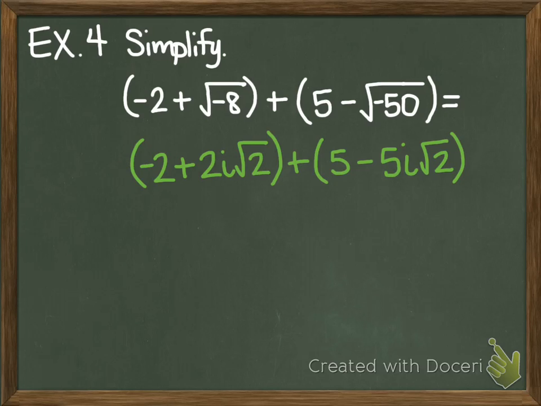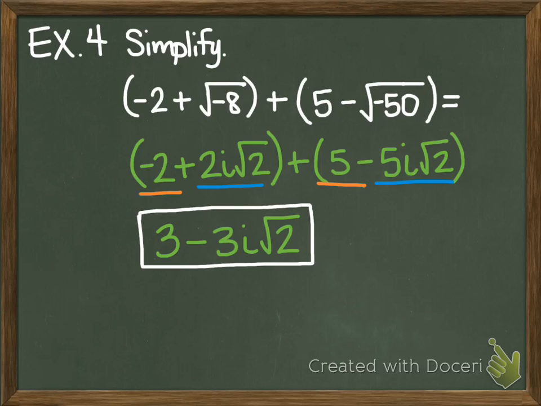So now I'm just adding and subtracting to collect like terms. Negative 2 plus 5 is going to equal 3. Then I can add the imaginary numbers. Now the only time I can add square roots is when the number underneath the square root is the same. Since these are both a square root of 2, I can just add or subtract the number in front. So 2i minus 5i would be negative 3i square root 2. Okay, so that's as simple as it gets. We have our real number first and then our imaginary number at the end.